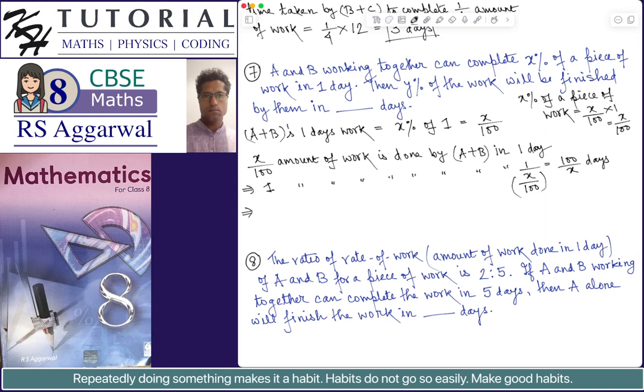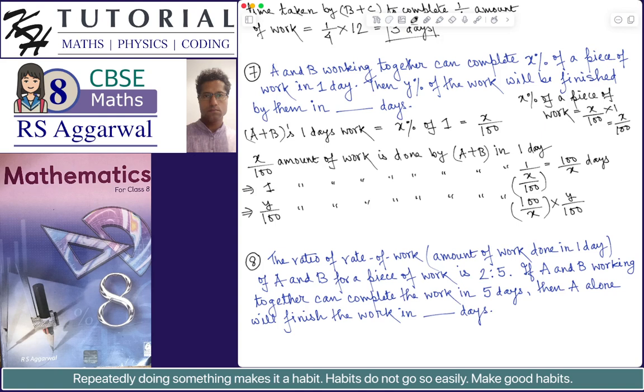So now we can say it is asking in how many days a plus b will complete the y percent of the work. Y percent of the work means y by 100. So we can say now y by 100 amount of work is done by a plus b in 100 by x multiplied by y by 100 using unitary method.